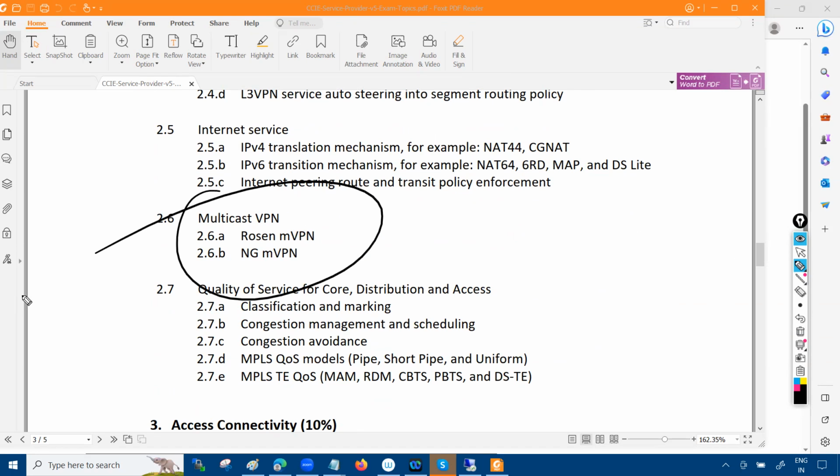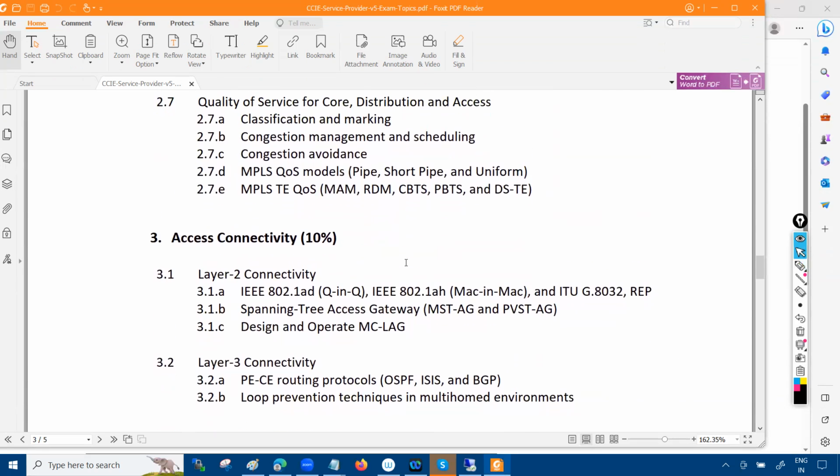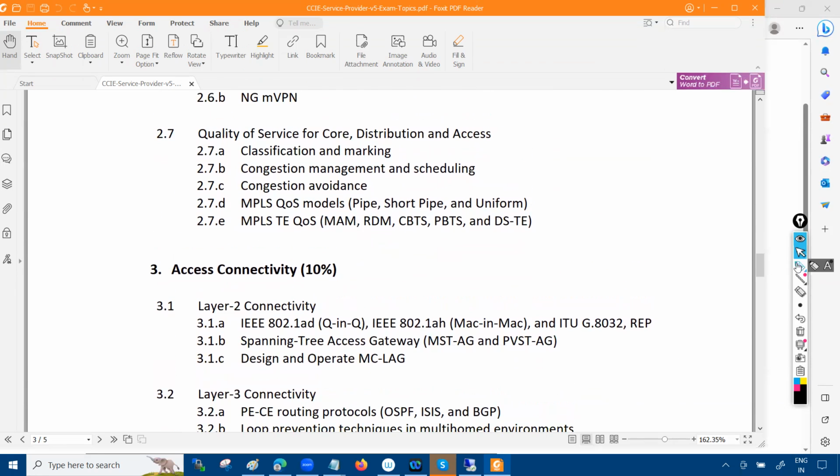This is not a part of the syllabus, but I'm going to discuss this as per the CCDE perspective. So you will have a clear picture. What should I implement and what should I not implement? And then after that, we have quality of service, right? The pipe mode. It's not there. Yeah, it's there now.